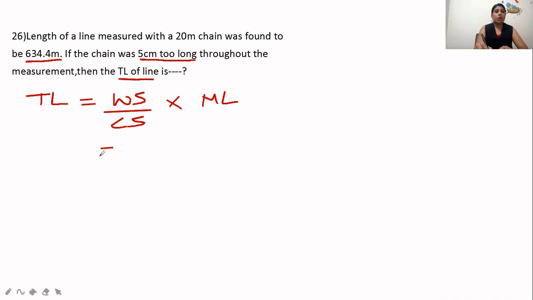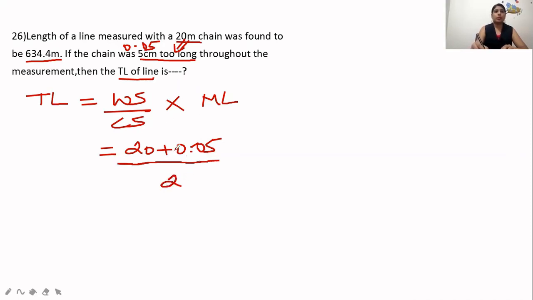So, what is the wrong scale here? Actually, the chain is 20 meter, but 5 centimeter too long it was. So we can say 20 plus 5, 20 meter and 5 centimeter. We cannot add it in a different scale, so we will make this 5 centimeter into meter. 5 centimeter divided by 100 is 0.05 meter. So, 20 plus 0.05 divided by, what is the correct?